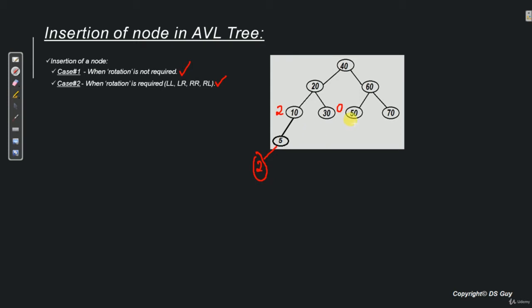But let's say we are inserting number 45 in this tree, so it gets inserted here. Now you see that for this node over here, the left subtree's height is 1 and the right subtree's height is 0. 1 minus 0 is equal to 1. So we don't need a rotation. So this is how we determine if a rotation is required or not.